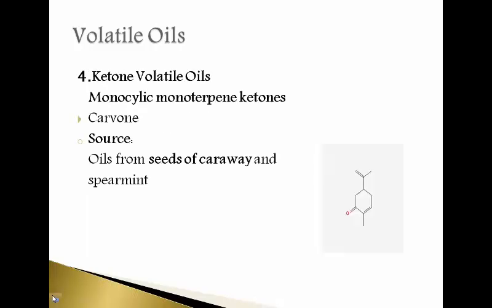The fourth class of volatile oils is ketone volatile oils, because they have ketone volatile constituents. They can be monocyclic monoterpene ketones or bicyclic monoterpene ketones. Monocyclic monoterpene ketone includes carvone, which is present in the oils from the seed of caraway and spearmint. It is monocyclic, so having one ring in its structure, and being a monoterpene, having 10 carbons.